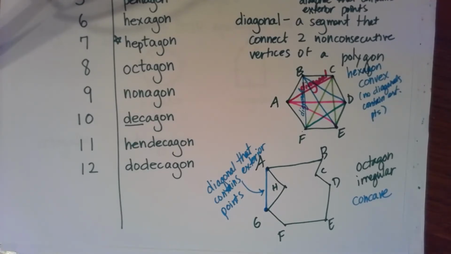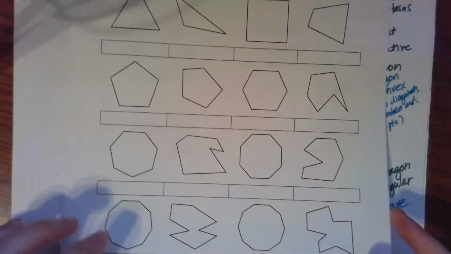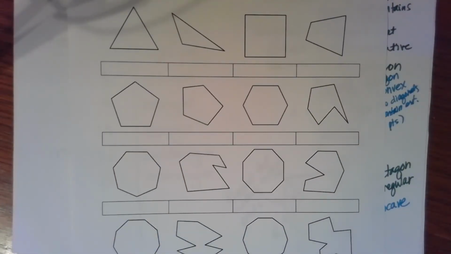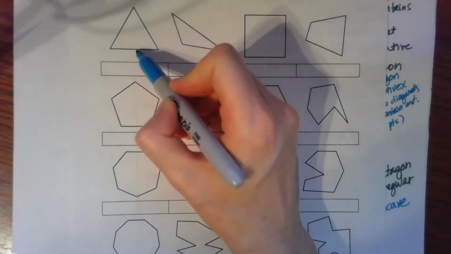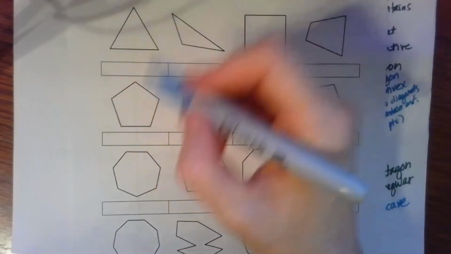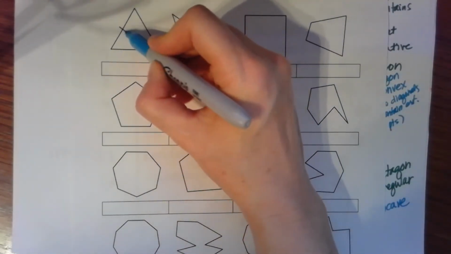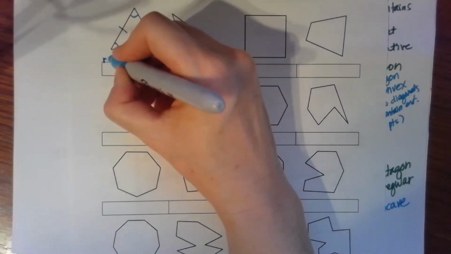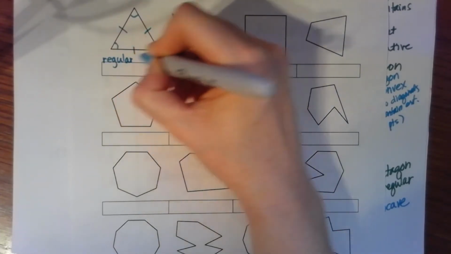Alright, so let's look at this sheet and look at each of these shapes and decide. They haven't marked them, but let's visually say whether it looks regular or irregular, as well as count the number of sides and say what it is, and then also whether it is convex or concave. This is 3 sides, so this is a triangle. It appears that all of the sides and all of the angles are the same, so we would call this a regular triangle.